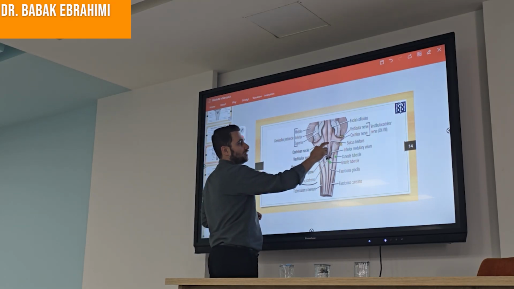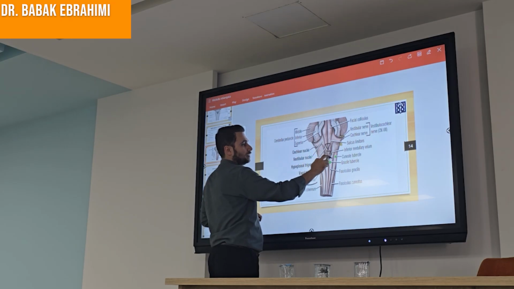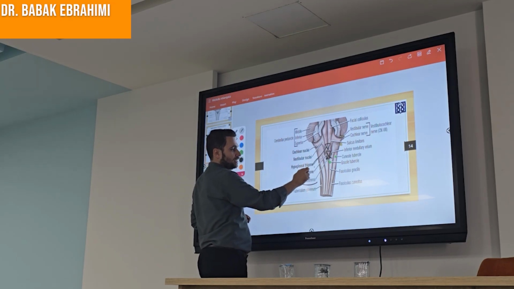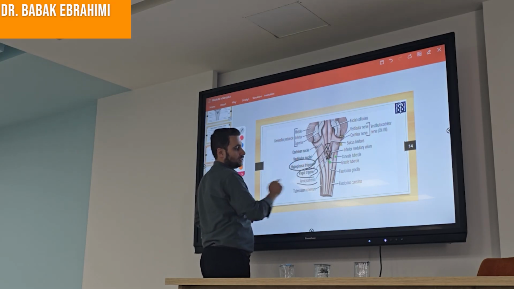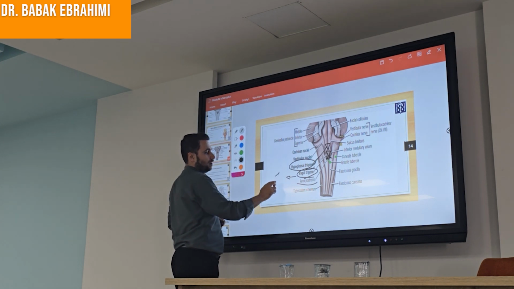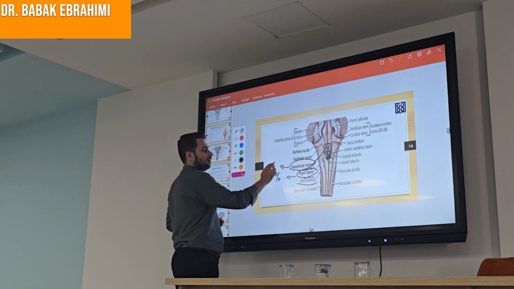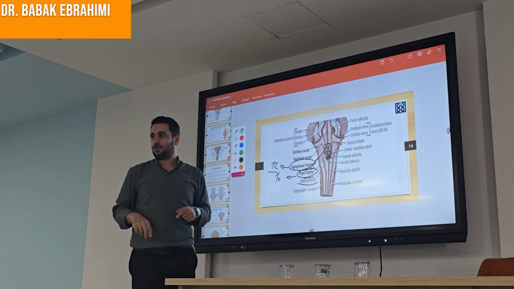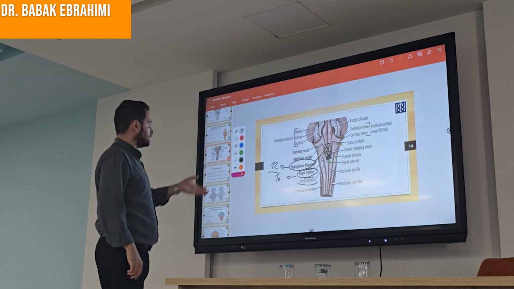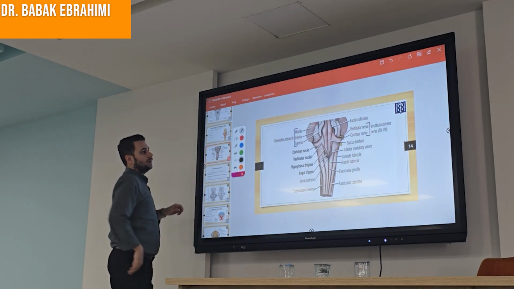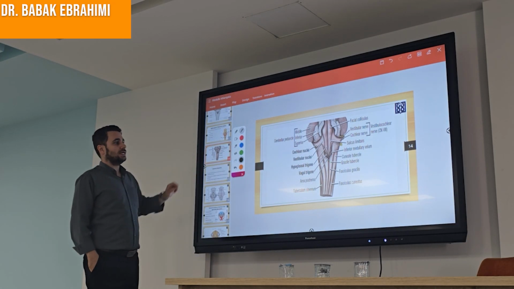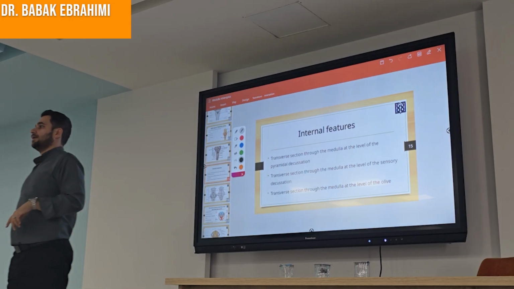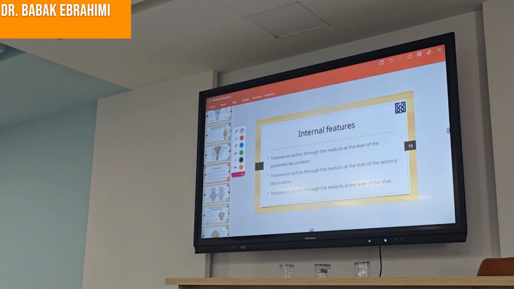I told you we have two triangles, hypoglossal triangle and vagal triangle. The nucleus of number 10 and the nucleus of number 12. Okay? These are all the features that we can see in anterior view and posterior view of medulla oblongata. These are just the things that we can see in external view.